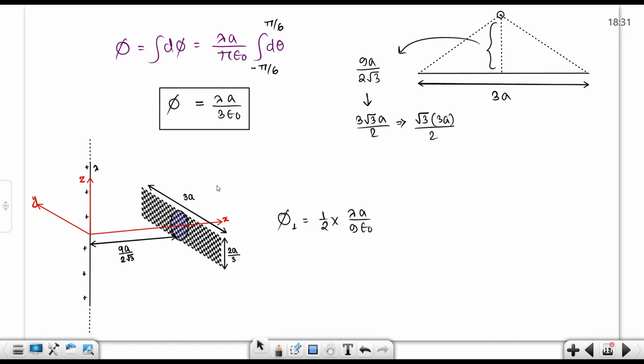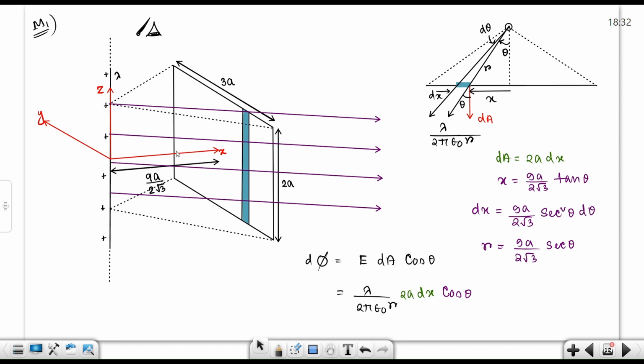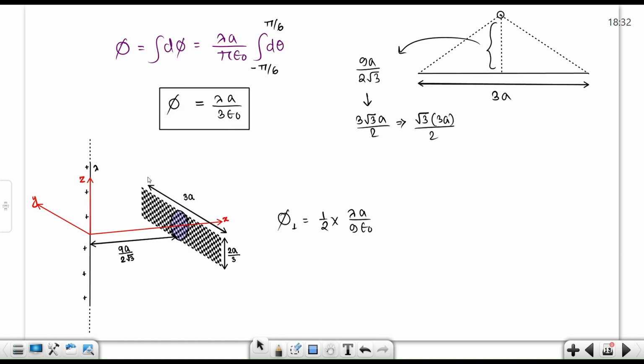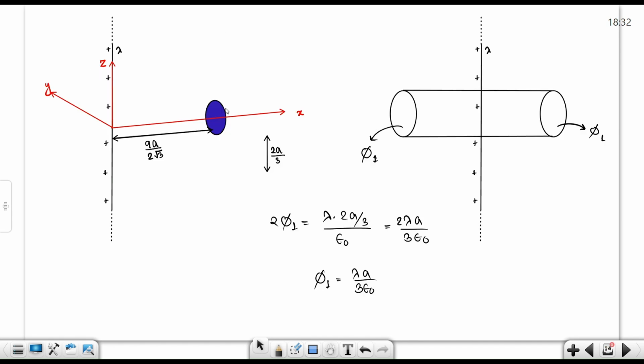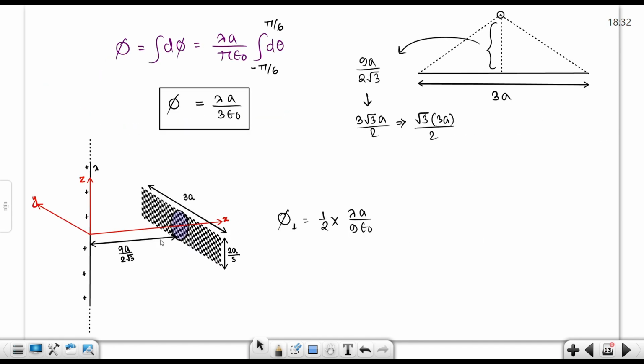Now as I have made holes in this middle part, the flux value will decrease, and since 50% of the area has holes, 50% of the flux will not contribute to this value. So I will subtract 50% of the flux through this to get the right answer. So I have subtracted here 50% of the flux value through this. So you can easily calculate the flux value through this total area, that is lambda a upon 9 epsilon naught.